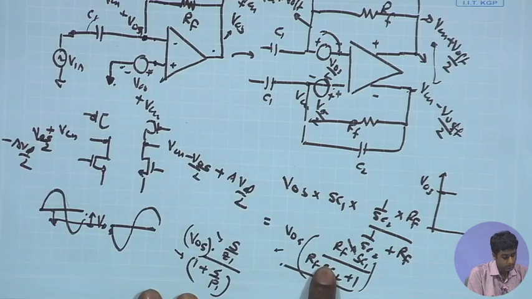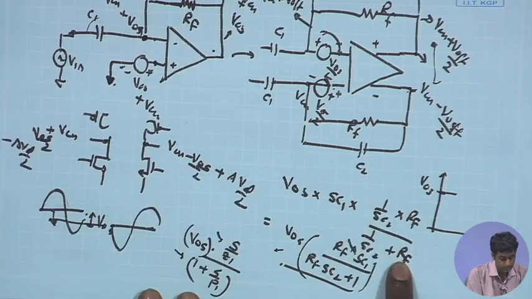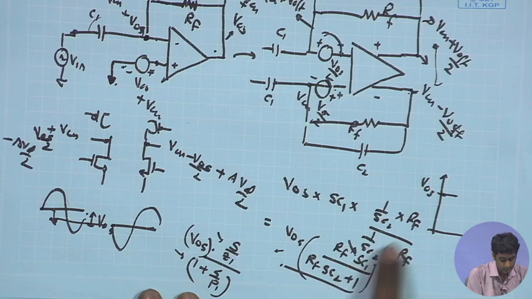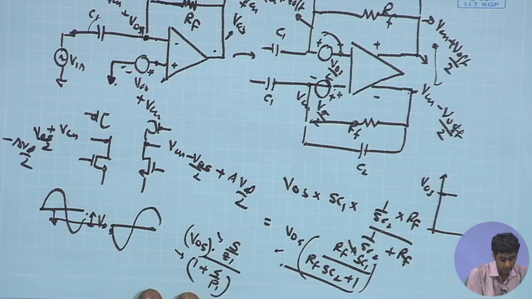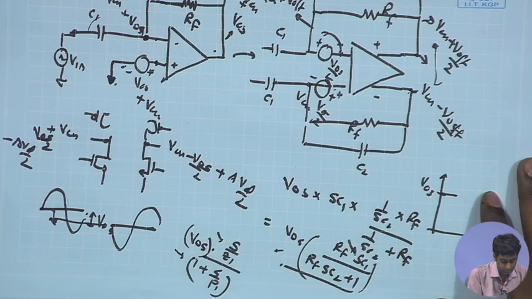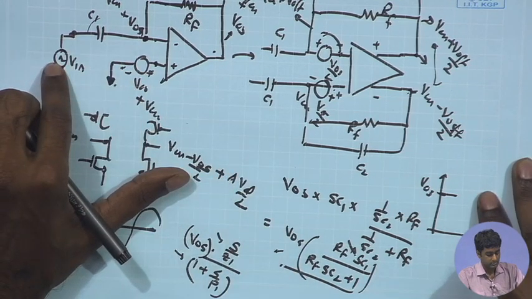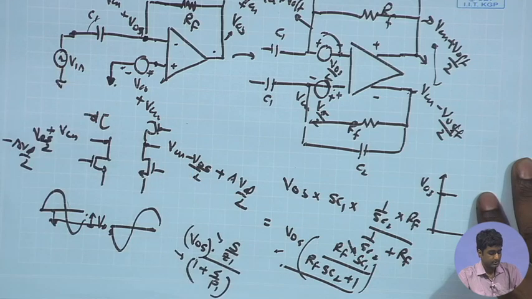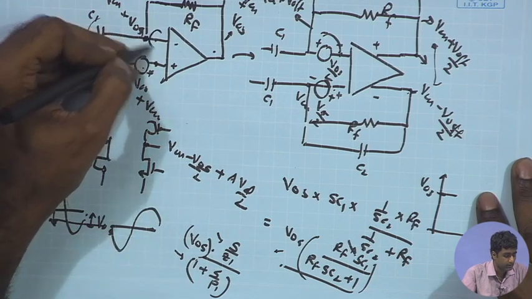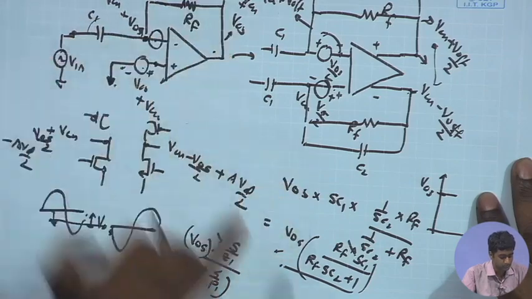RF, this is the current, and that multiplied by the Z, and this is what I have written, and as a result, I have RF SC2 coming in, and SC1 times RF, 1 plus SC2 times RF, and this is the output as a function of V offset, and V in is 0. So, as S is tending to 0, what am I getting output equal to? Let me see. If this is the V offset, then the output has to be equal to V offset.